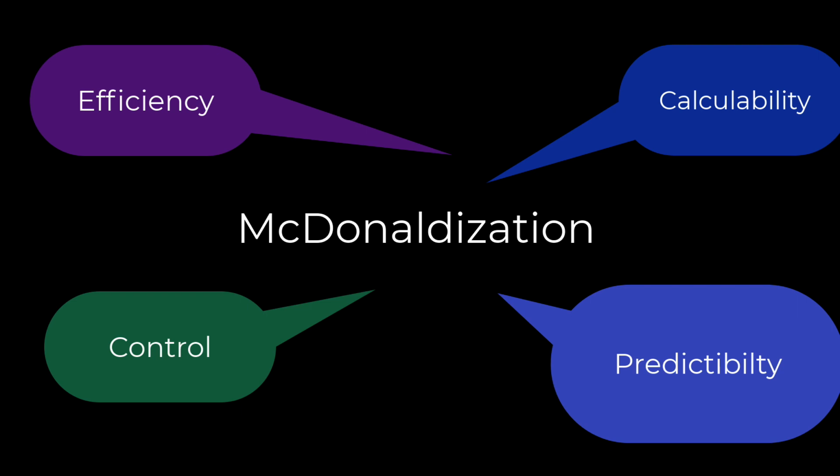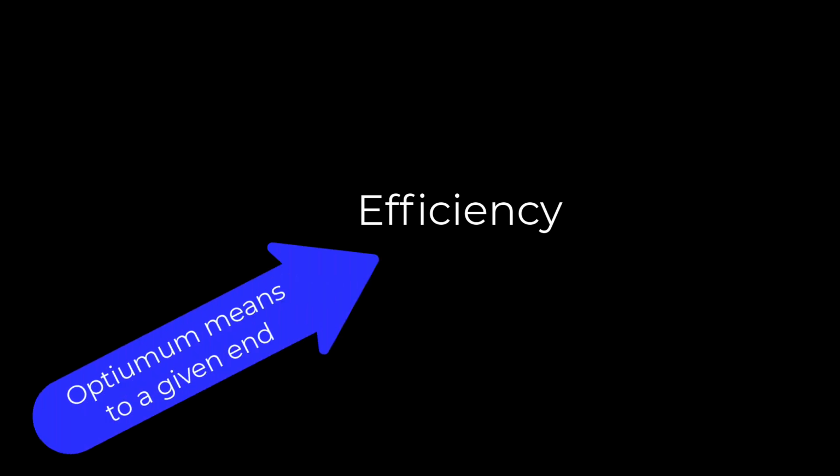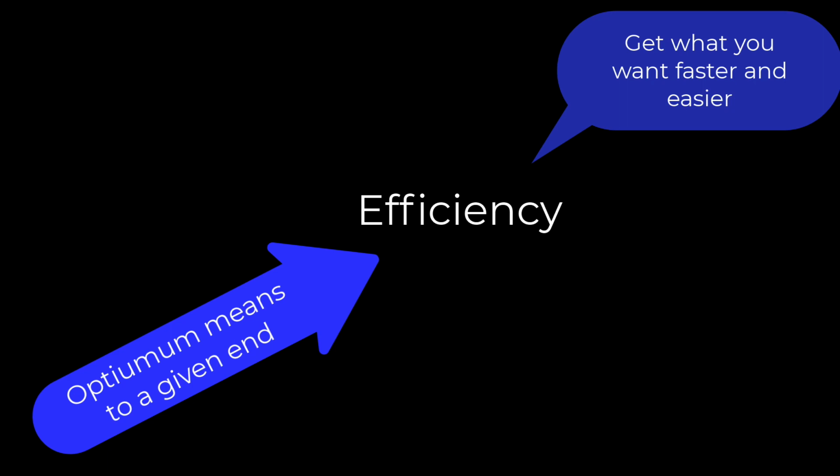In our current model, companies are often what's described as asset light, like Amazon or Uber, where most of the employees are independent contractors, or there isn't a lot of input from the company. They don't need as many employees as companies needed in the past. This is a big change. As you recall, efficiency refers to the optimum means to a given end. It's getting what you want faster and easier.